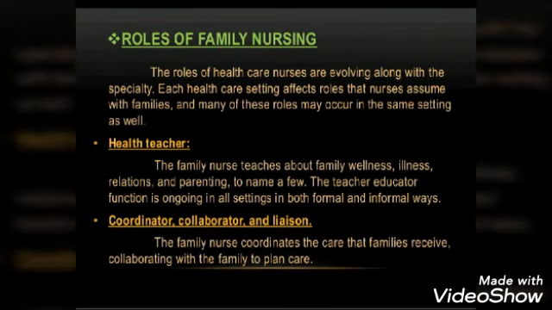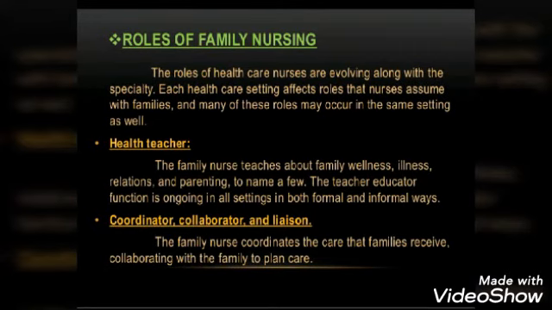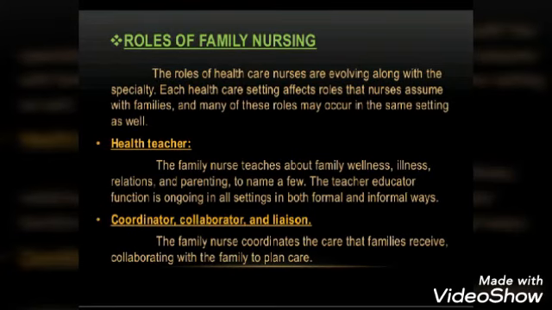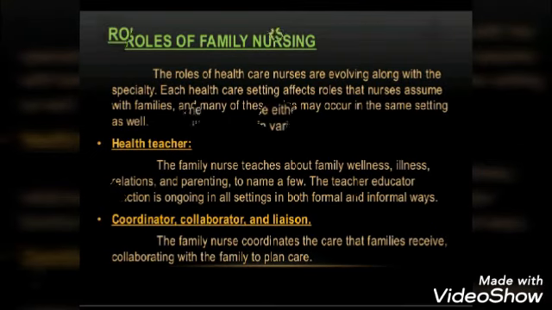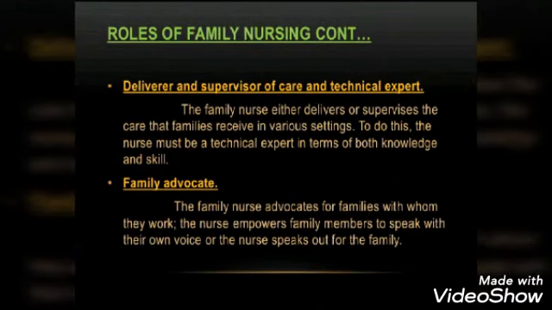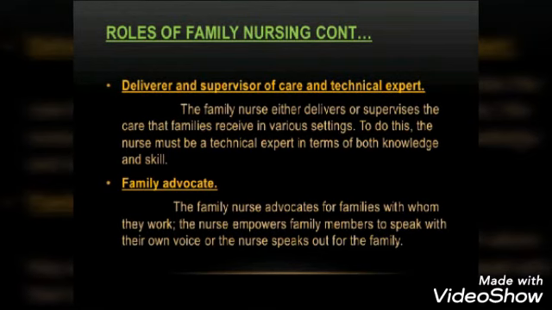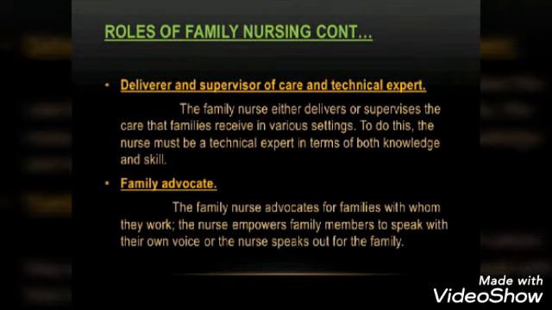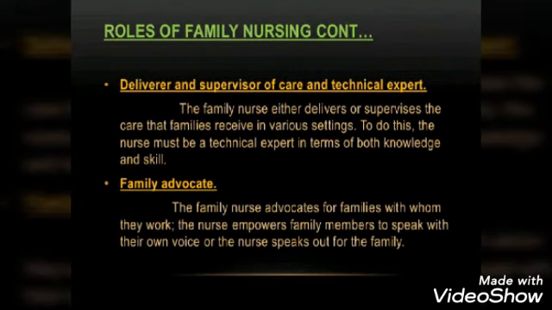The next is coordinator, collaborator and liaison. Here the nurse helps the family members to come together and deal with the problems that are affecting their family. With this, she tries to collaborate or coordinate each of the family members to deal with the situation equally. The next is deliverer and supervisor of care and technical expert. Being a nurse, she tries to deliver proper nursing care to the patient and also supervises whether the patient is recovering or not, and then tries to take a technical expert opinion, that is the doctor's opinion, in order to help the patient recover.